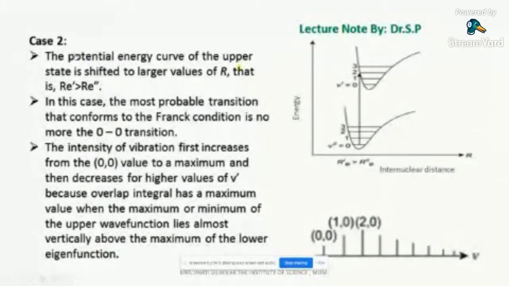The intensity of vibration first increases from the 0,0 value to a maximum and then decreases for higher values of V prime, meaning higher state, because the overlap integral has a maximum value when the maximum or minimum of the upper wave function lies almost vertically above the maximum of the lower eigenfunction.